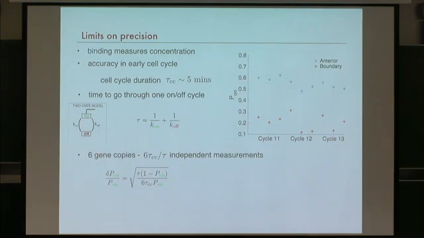And then you have 6 copies of the gene, because you have 6 promoters in each cell. So you have 6 times Tc over tau independent measurements. So then the error you're making in measuring p-on is basically your binomial sampling error of p-on divided by the number of independent measurements. Okay?